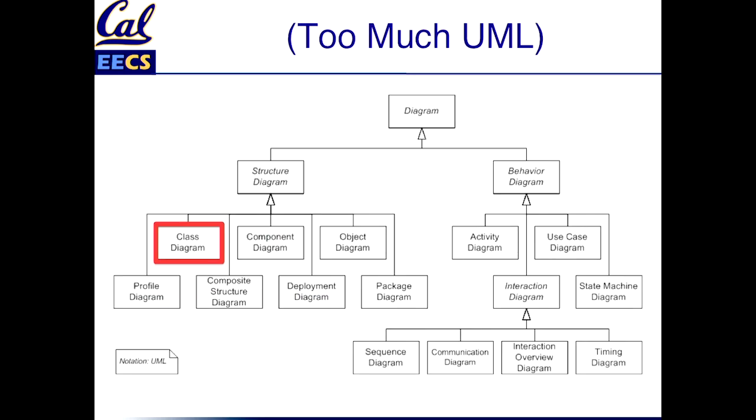I said we're going to do just enough UML. Here's too much UML. This is a UML diagram showing all the different types of UML diagrams. The red box, the class diagram, is the one that we just showed some examples of. It is a logical subclass of a structure diagram, which is logically a subclass of diagram. So all of these are different types of UML diagrams, none of which, other than class diagrams, we are ever going to draw in this class. Not to say that they aren't important. They have some useful cases.